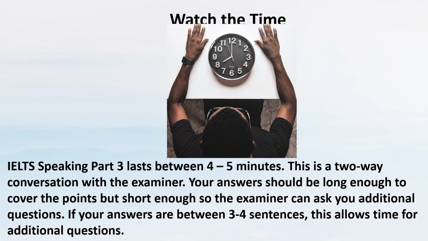IELTS Speaking Part 3 lasts between 4 to 5 minutes, expanding on the topic in Part 2. This is a two-way conversation with the examiner. Your answers should be long enough to cover the points, but short enough so the examiner can ask you additional questions. If your answers are between 3 to 4 sentences, this allows time for additional questions.